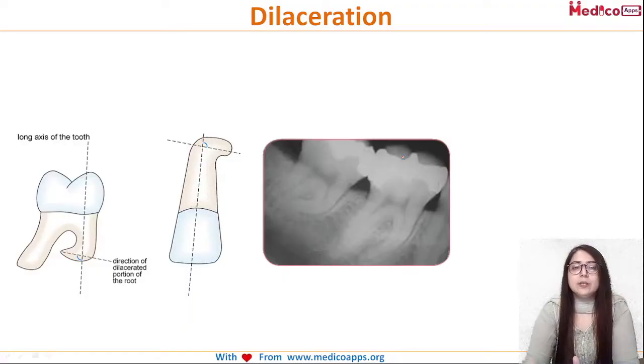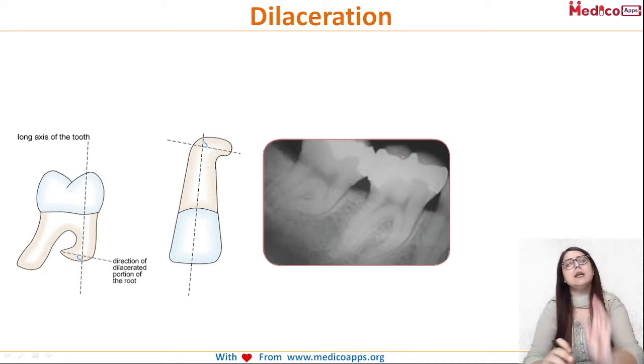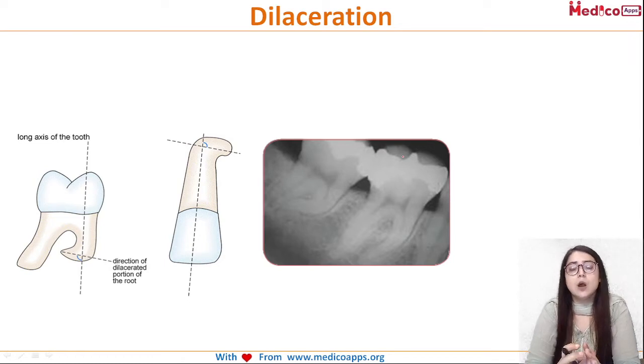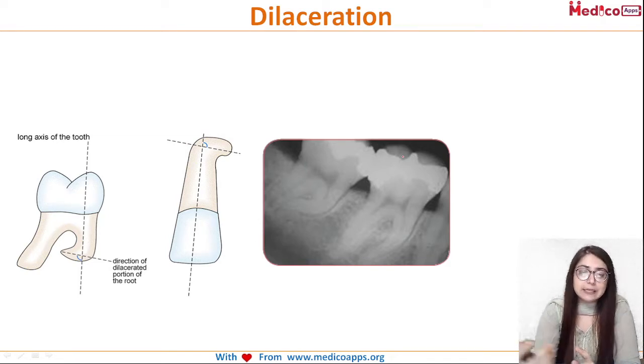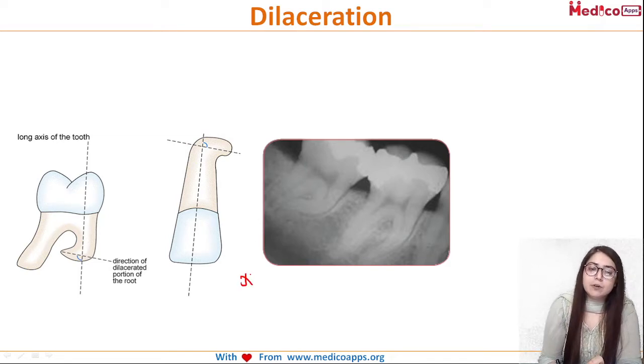So let's start with the topic dilaceration. Now you might have read this term in your oral pathology and oral medicine. So this topic is important for your oral pathology and oral medicine as well. Now you would have read about the developmental disturbances of the teeth. Now developmental disturbances of the teeth, it could be in the form of number of the teeth first.